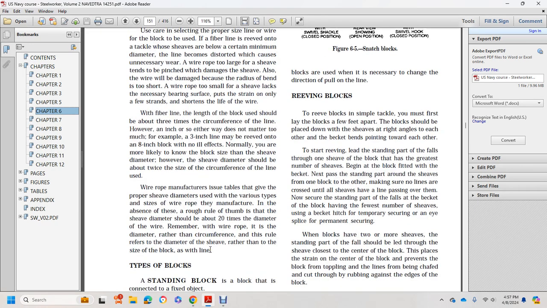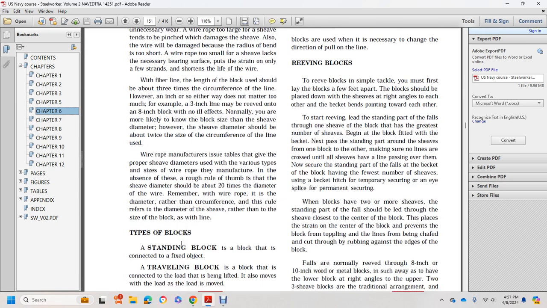Wire rope manufacturers issue tables giving the proper sheave diameter for the various types of wire rope. In the absence of such tables, the rule of thumb is that the sheave diameter should be at least 20 times the diameter of the wire. Remember, wire rope is measured by diameter rather than circumference. The rule refers to the diameter of the sheave rather than the size of the block. Types of blocks.